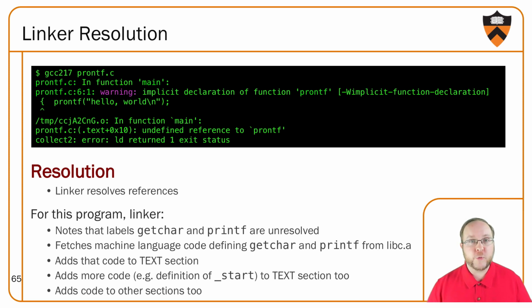The file name where there's a problem, in this case printf.c. The function name where the code exists that is the problem, main. The offset, hex 10 beyond the start of the text section, and the symbol itself that was undefined, printf. All of these are printed in the error message.